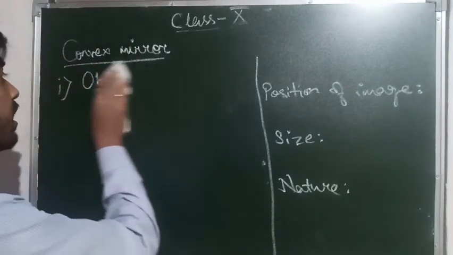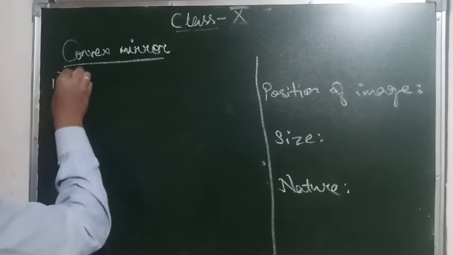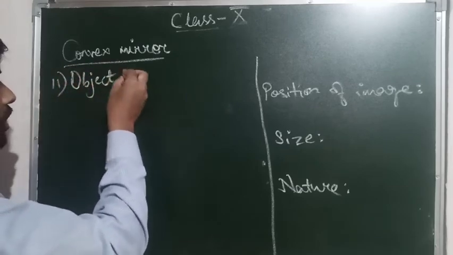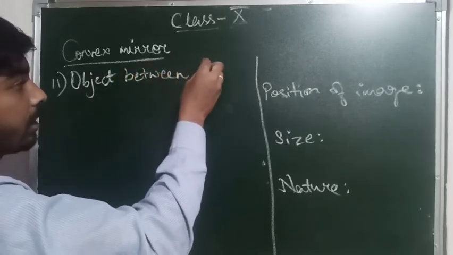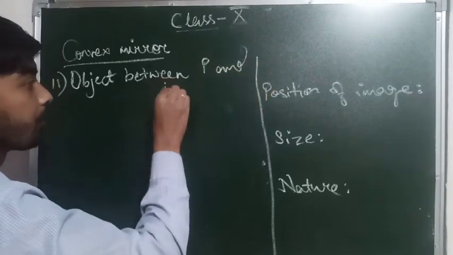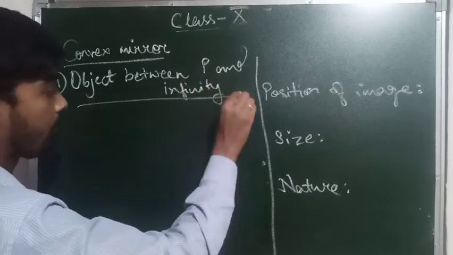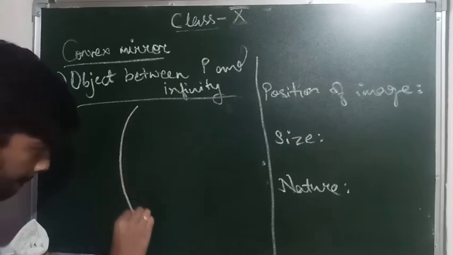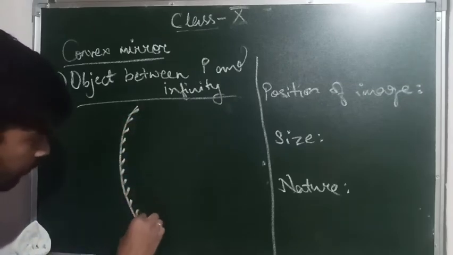For this, in the second position, our object will be between P and infinity. So here I am drawing the mirror again. This is the shaded part of the mirror.